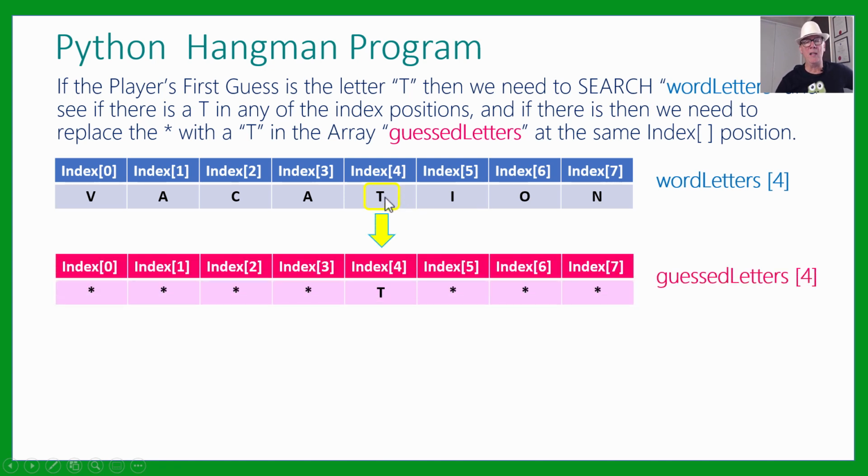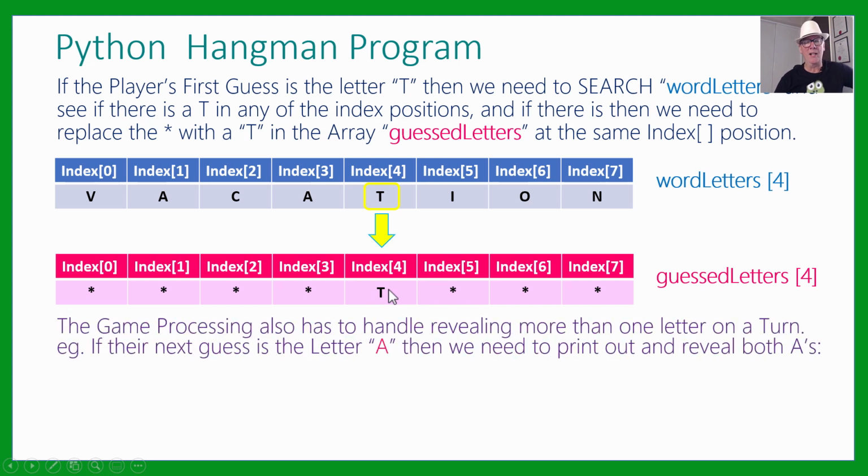And what we do is we copy that value into index 4 in this mystery guess letters one, which we are printing and allowing them to see on the screen. So they'll see, okay, my mystery word's got these letters, which we don't know yet, but the letter T is in the word and it's at this position. So let's say they guessed the letter A.